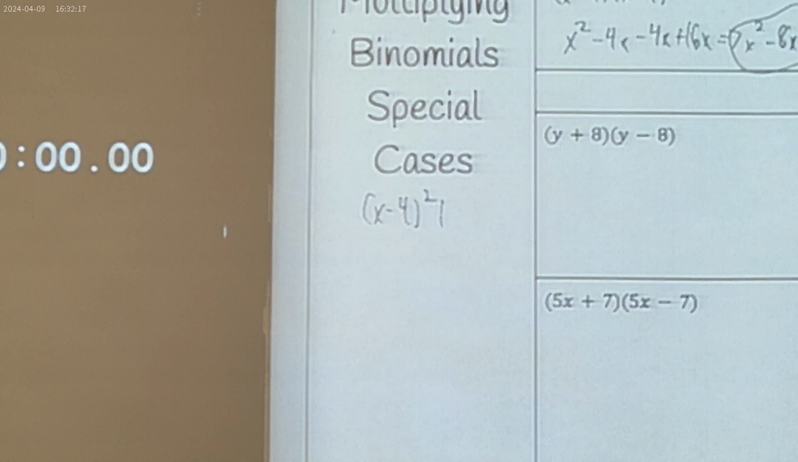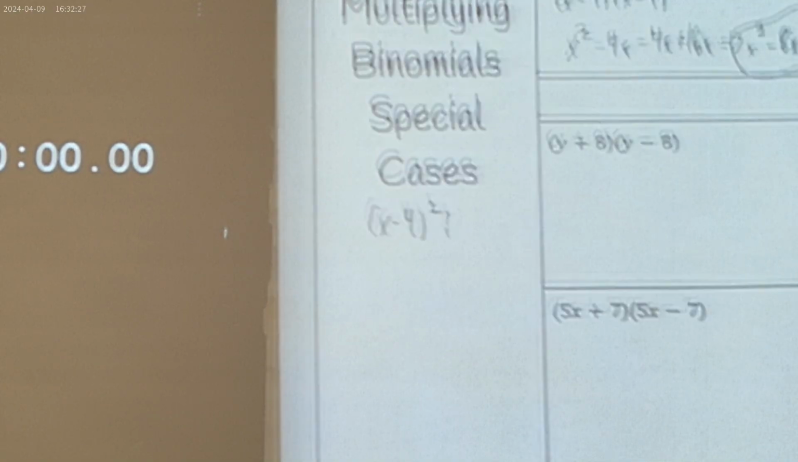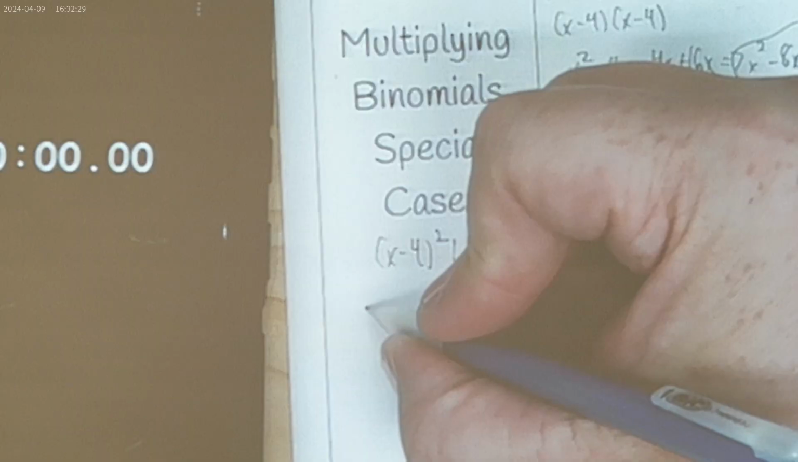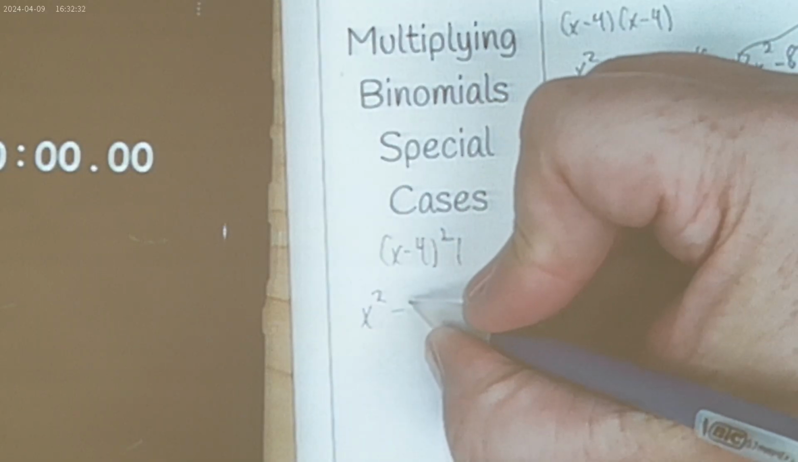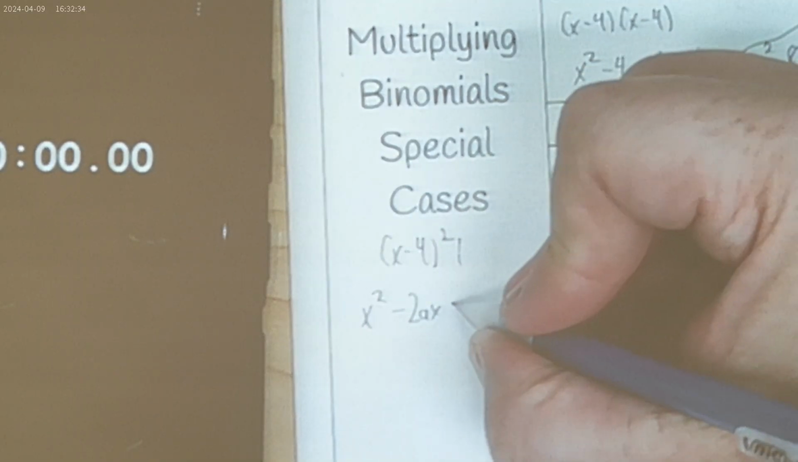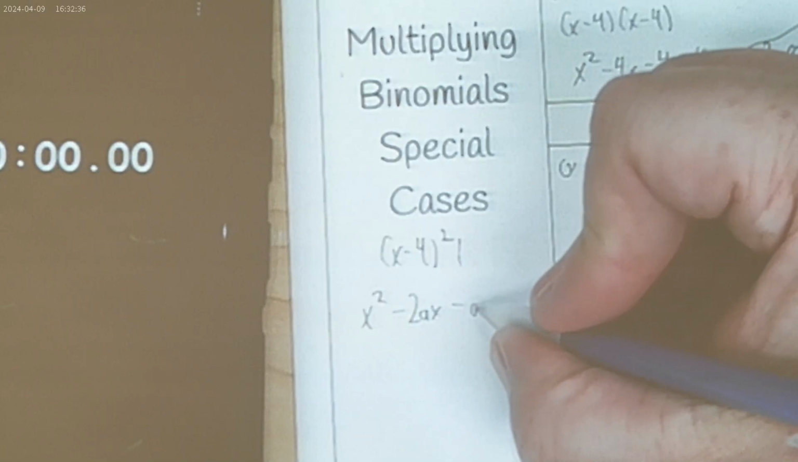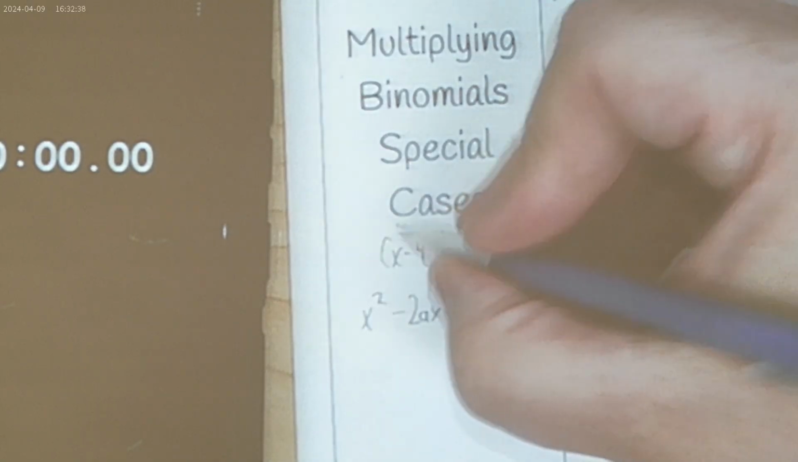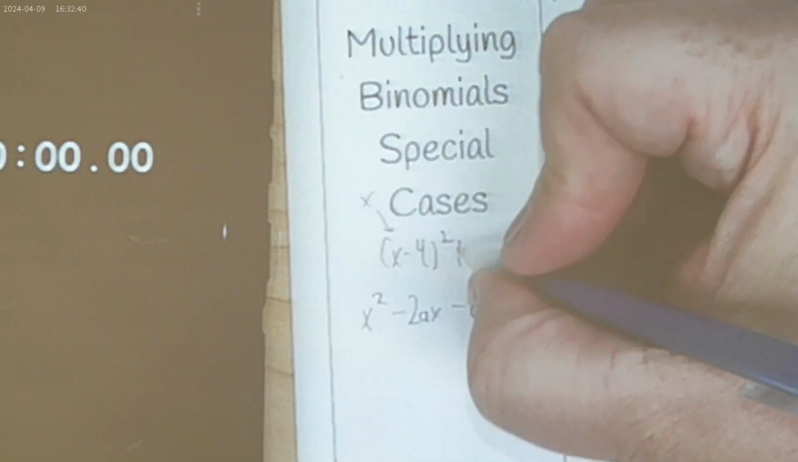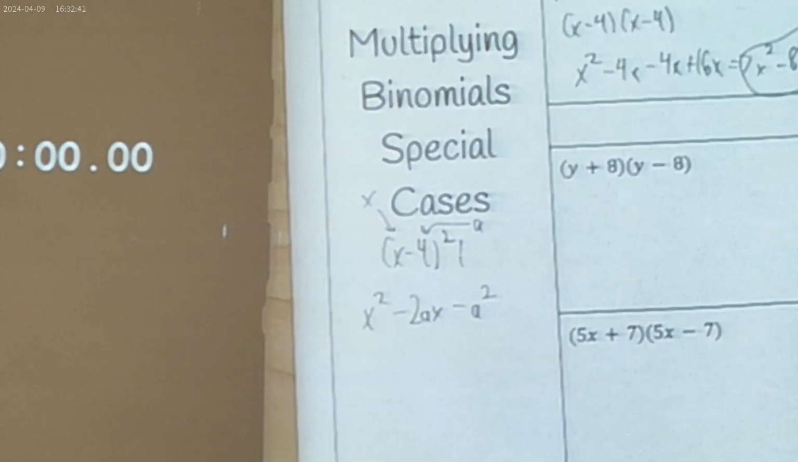So let's see. What is the solution of a perfect square? The solution for a perfect square is going to be x squared, minus 2ax, plus a squared. And this is going to be your x. This is going to be your a.